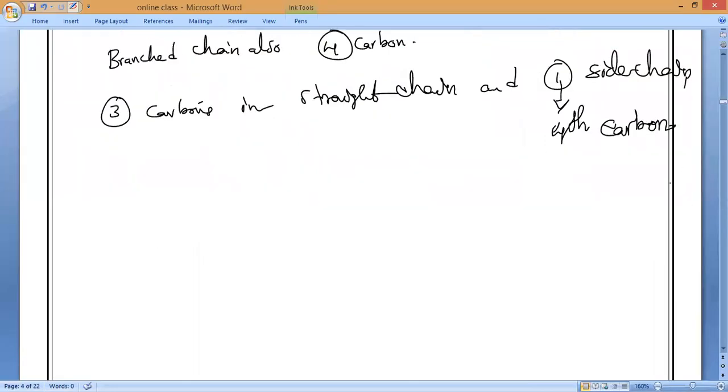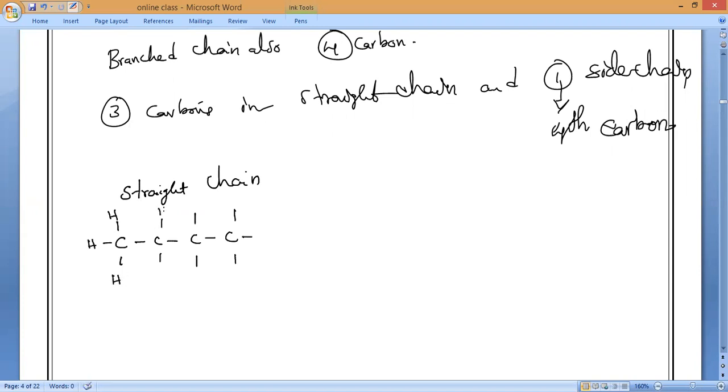4th carbon. Okay, all of you understand? Now, let us draw the straight chain first. Everybody draw the straight chain so that it will be clear. Straight chain means all 4 carbons are in a single chain, so that is what we call a straight chain hydrocarbon. Is it yes or no, all of you? So what is the name of this one? We know that already. Butane.